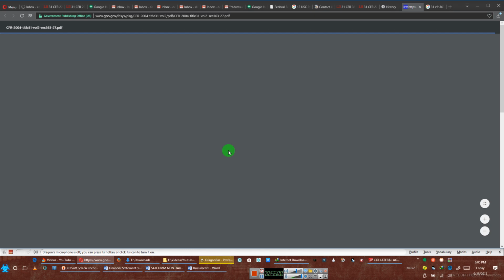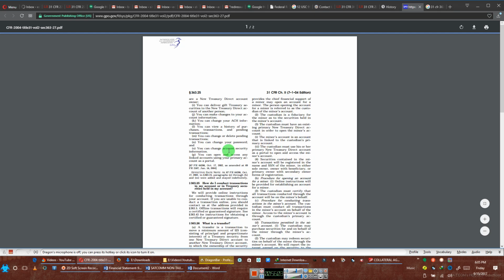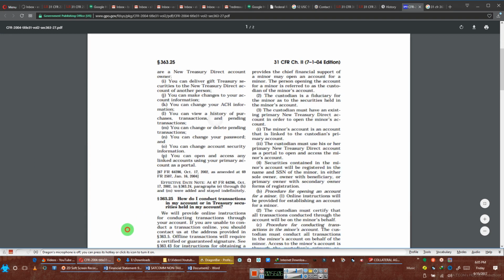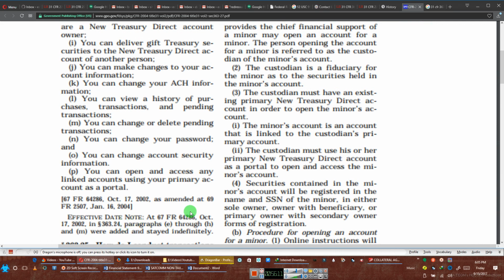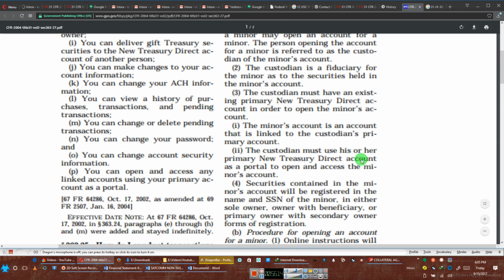363.27, when I copied it, it gave me some information, okay? Because I copied this whole section right here. Now, this talks about the custodian must have an existing primary Treasury Direct account, new Treasury Direct account, in order to open a minor account. The minor account is an account that is linked to the custodian's primary account. The custodian may use his or her primary new Treasury Direct account as a portal to open and access the minor's account. Securities contained in the minor's account shall be registered in the name and social security number of the minor. We just already went over that.